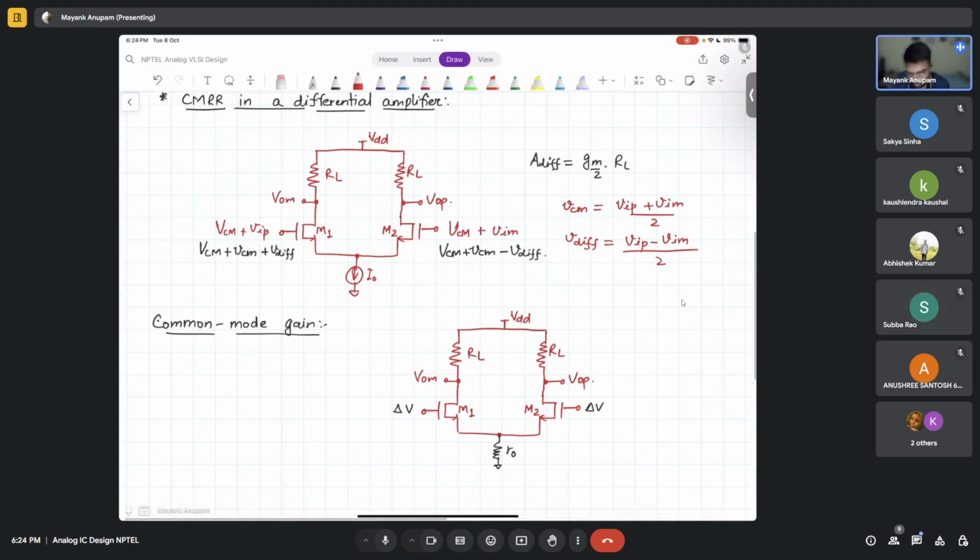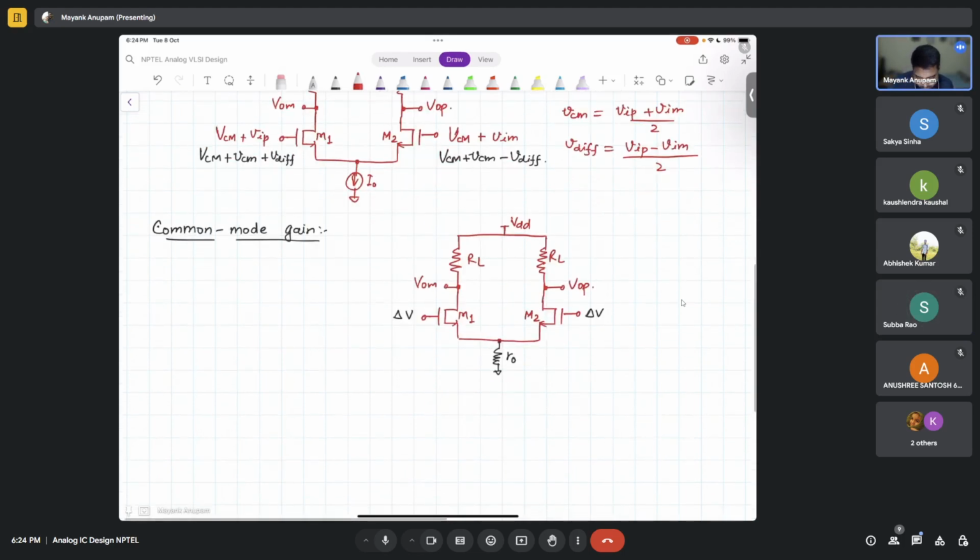Now I have to find out. Instead of delta V, let's call it VCM only, so that it relatively makes things easier. By the way, when I write it in small letters, it means I'm talking about the small signal sinusoid, the small signal model. These are small signal voltages. Please be very careful with that.